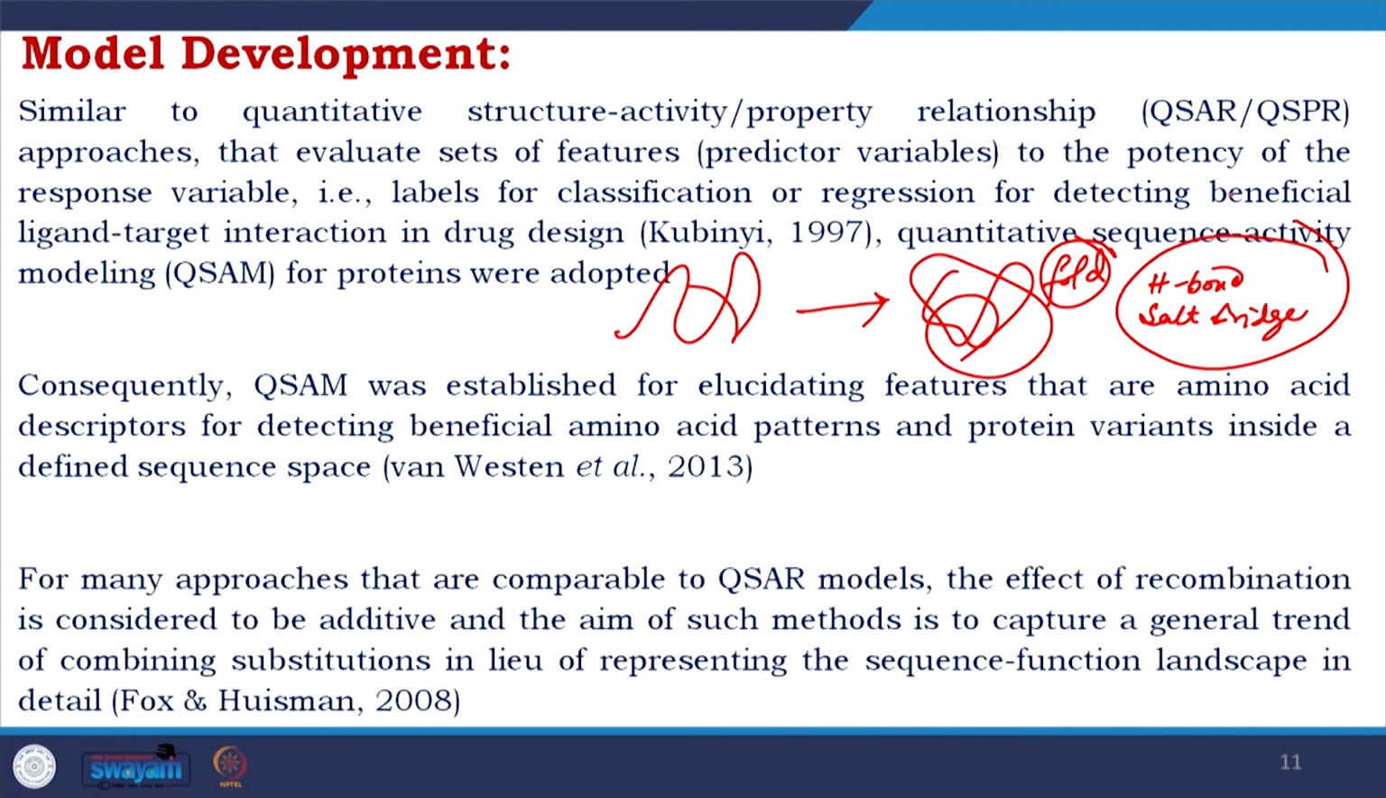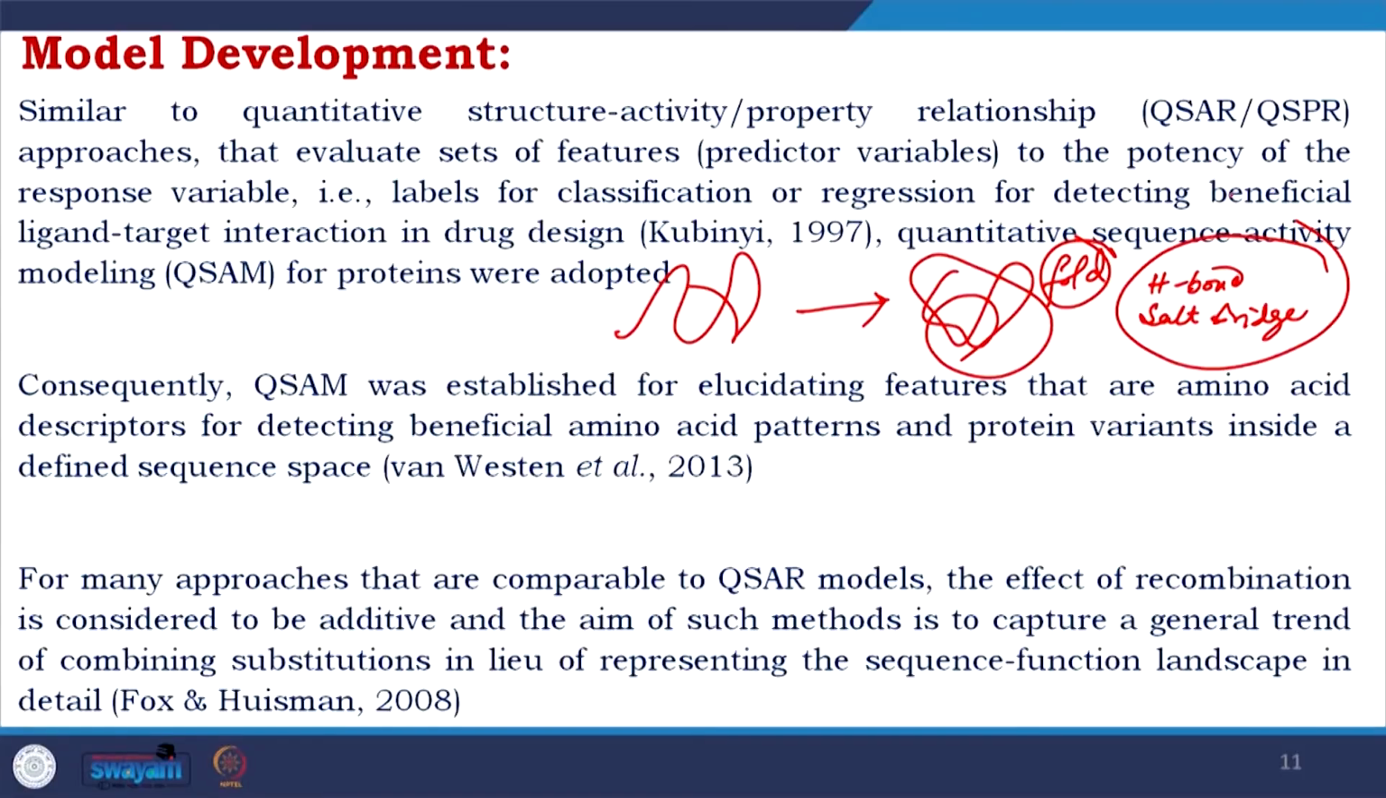So, what you do here, you change one amino acid, like you change a serine to an arginine, and now you see the extra positive charge, extra size, and how you could adopt them. This would definitely be getting help from the optimized rotamer library, which I have already talked about. For many approaches that are comparable to QSAR models, the effect of recombination is considered to be additive, and the aim of such methods is to capture a general trend of combining substitutions in lieu of representing the sequence function landscape in detail. I have given the references.